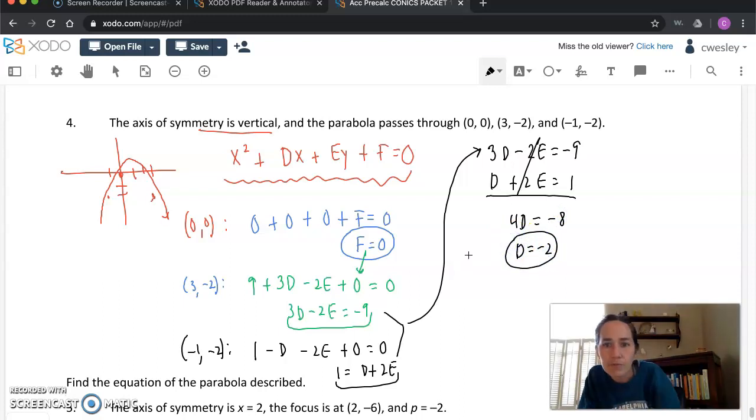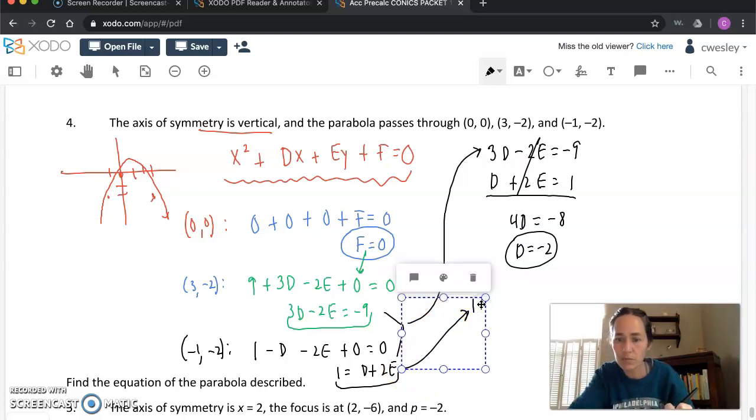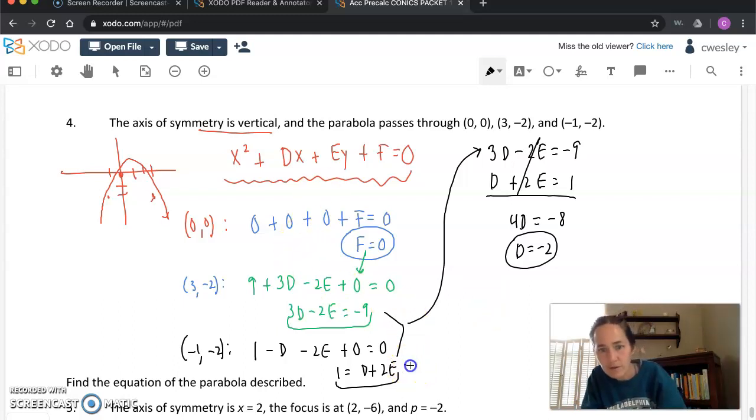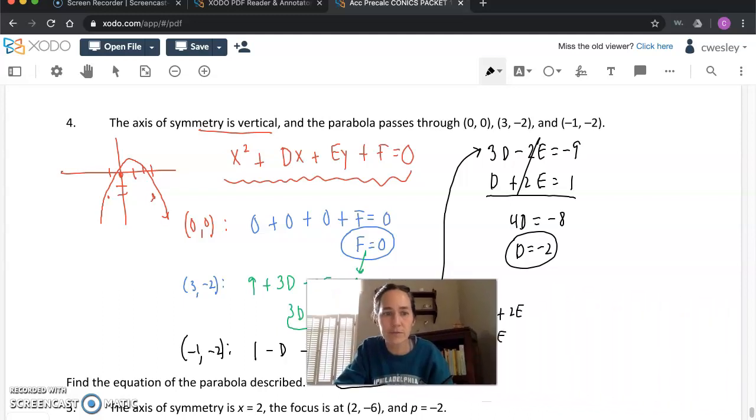Okay? And then third part of it, what am I missing? E. So pick either one of these equations. I'll pick this one and say 1 equals, delete. Okay, I got rid of my arrow too. So 1 equals D, so -2 plus 2E. And we'll solve that for 2E. So 3 equals 2E. And then E is 3/2, 1.5. Okay, I sort of ran out of space here. I guess I could use the space where I was sitting.